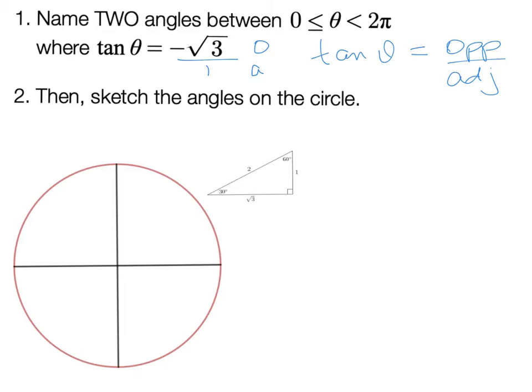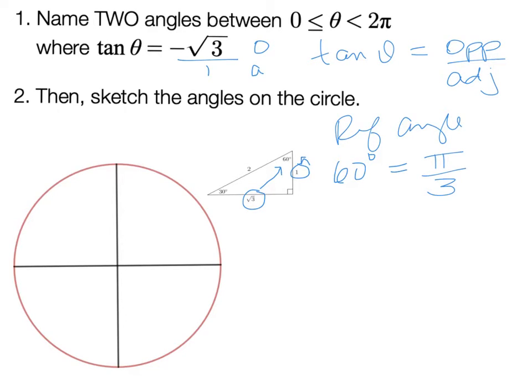If you go down to our 30, 60, 90 triangle, which is the one you use because it's the only one that has root 3 in it, you're going to circle root 3 and you're going to circle 1. So, root 3 is opposite of which angle? Root 3 is opposite 60 degrees and 1 is adjacent to 60 degrees. That makes our reference angle 60 degrees, or pi over 3, because 180 divided by 3 is 60 degrees.